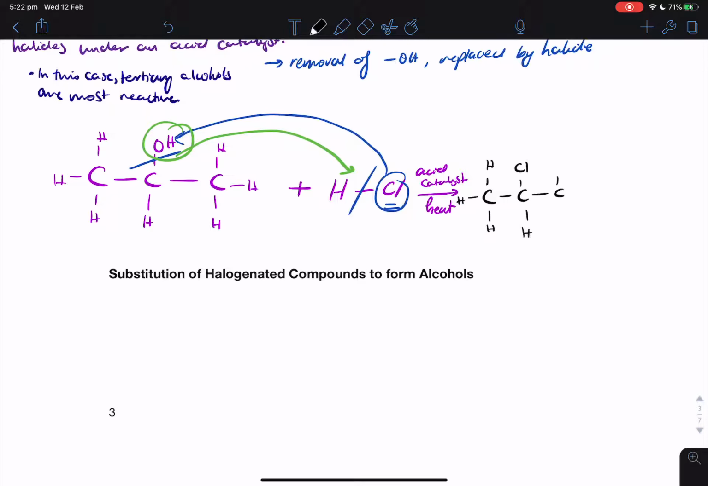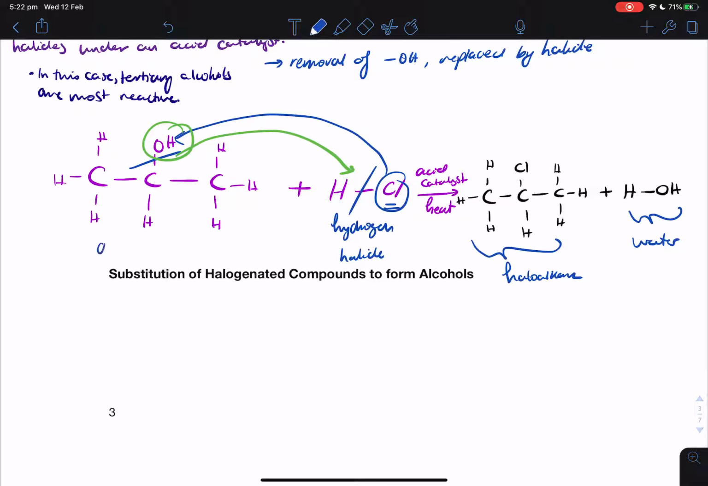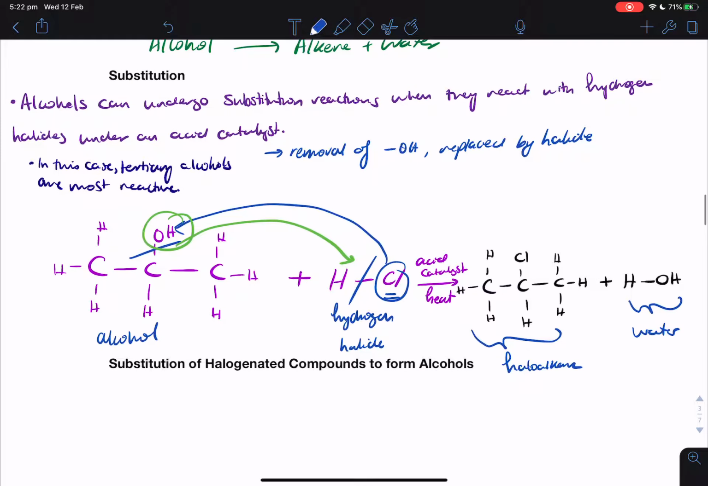Chlorine plus HOH. We know that this is a haloalkane and this is water, which is exactly as, so this is a hydrogen halide, and this is an alcohol. So as you can see, it's exactly as we've predicted. We add an alcohol to a hydrogen halide, and it's going to give us a haloalkane and water.